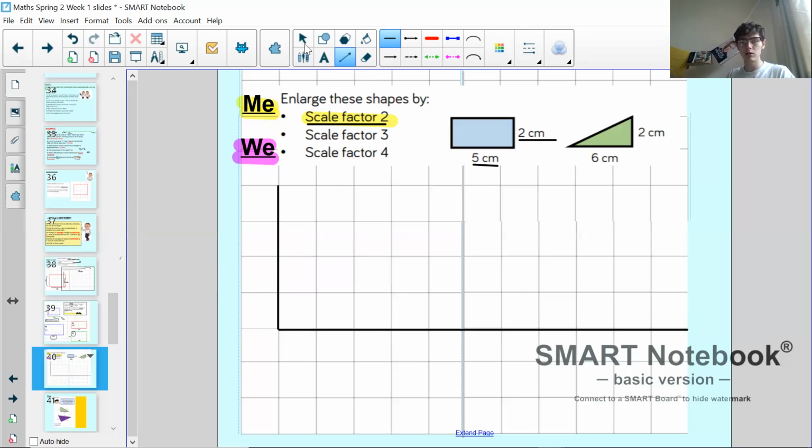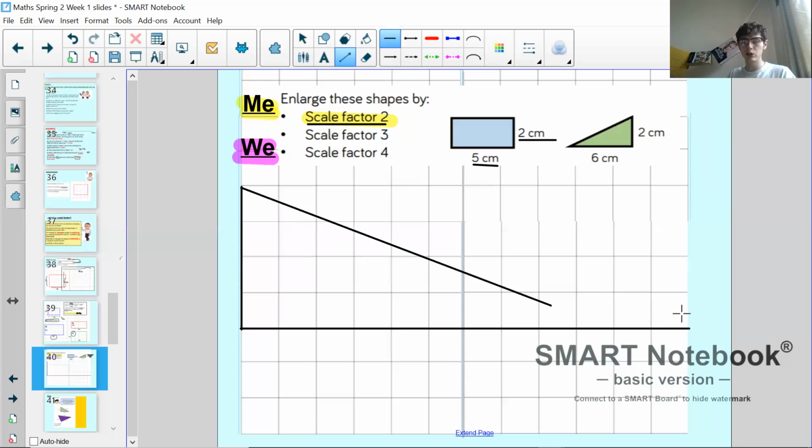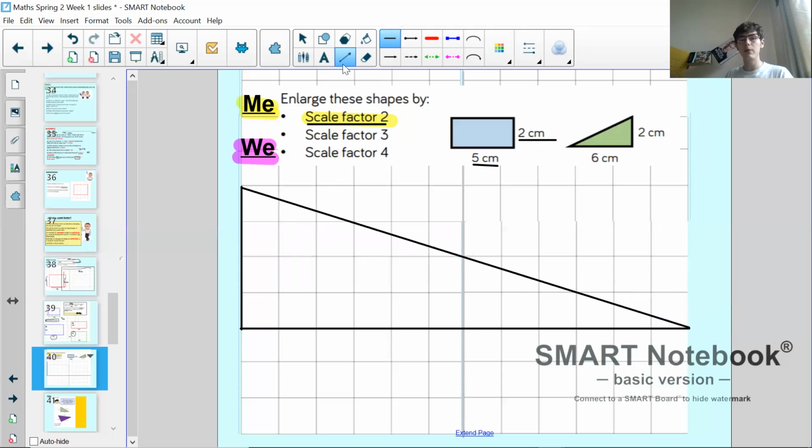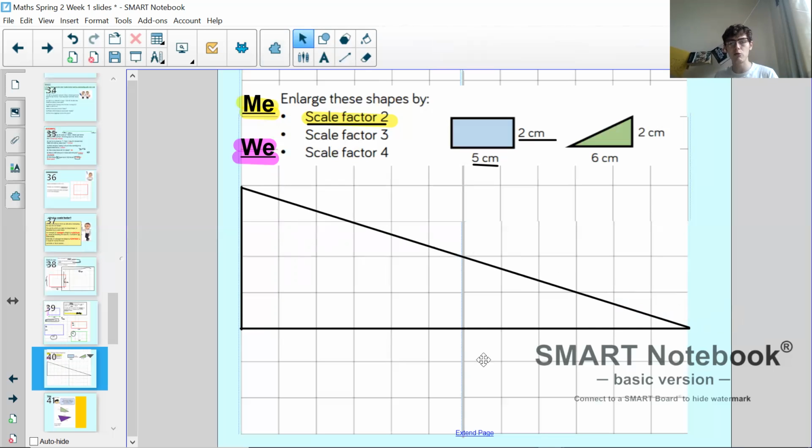I'll tell you what I'll do, I'll move this along, and then I can finish it off at 12, okay? And then as usual, I'll just finish off the triangle. And there we go. I've enlarged it by scale factor 2, okay? I've enlarged it by scale factor 2 because we've got our 12 centimeters along the bottom and our 4 centimeters along the side, and we don't know what this length is, and that's fine.